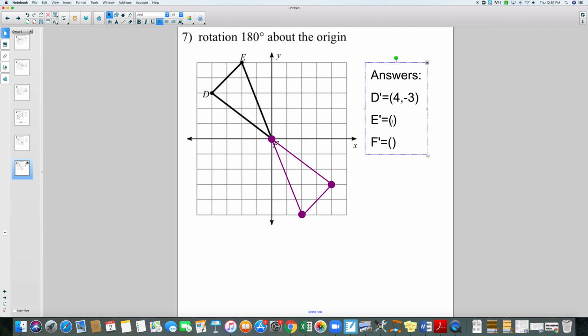All right, for E, originally we were -2, +5. Now we are +2, -5. And for F, F stays the same.